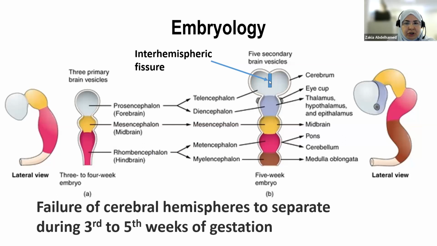So the defect, as I mentioned, is due to a problem during embryonic development. It occurs from the 3rd to the 5th week of gestation, and this happens when the prosencephalon, or the forebrain primary vesicle, fails to divide into right and left cerebral hemispheres, or telencephalon hemispheres, due to lack of development of the interhemispheric fissure. And as you see, it occurs very early in development, from the 3rd to 5th week. So the diagnosis is usually very early.